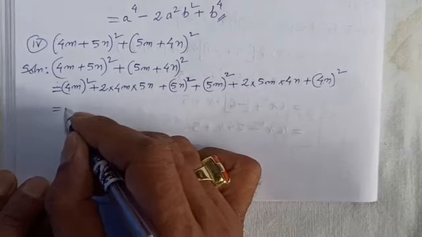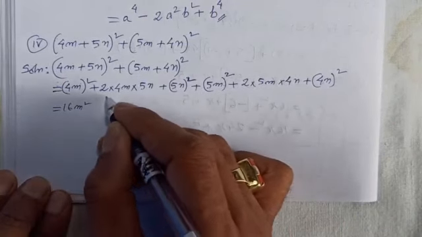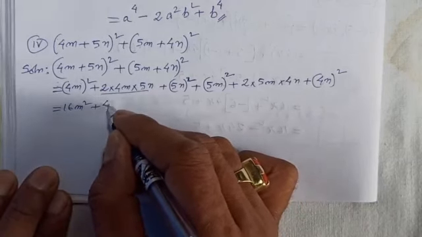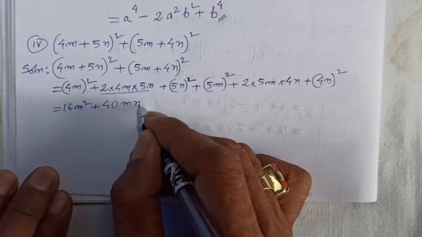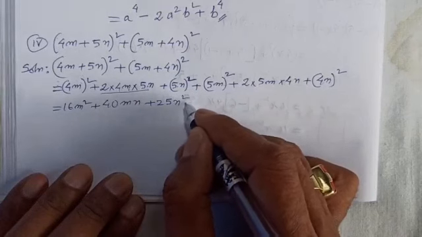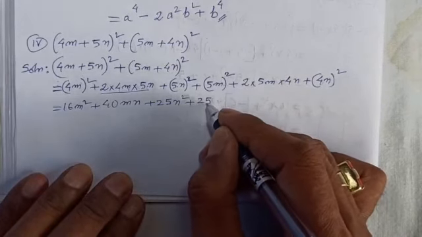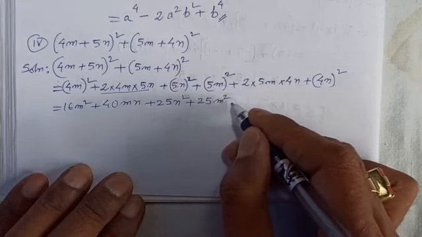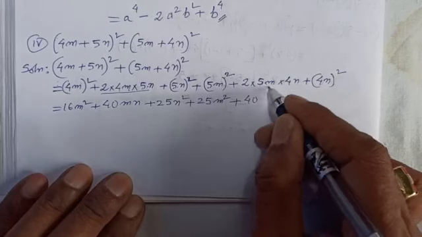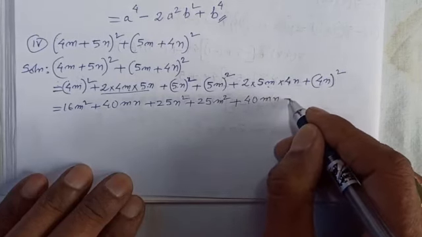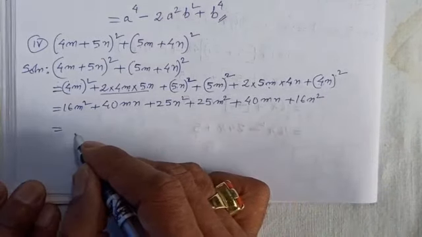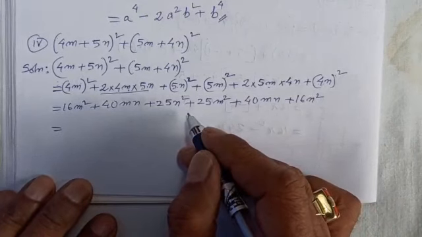Now next steps. 4 square is 4 times 4, that is 16 m square. Let us multiply this. 2 into 5 is 10, 10 into 4 is 40, so 40 mn plus sign 5 square is 5 into 5, that is 25 n square plus 5 square is again 25 m square plus 2 into 5 is 10, 10 into 4 is 40, 40 mn plus 4 square is 4 into 4, that is 16 n square. Next. Now let us group together the like terms.